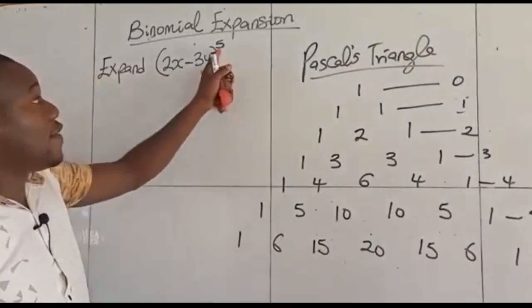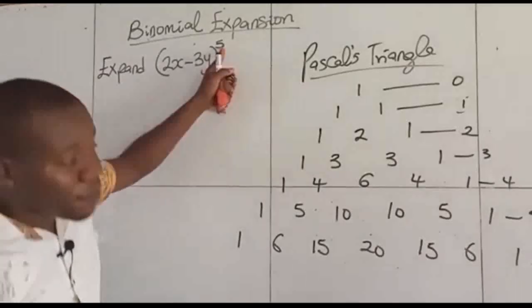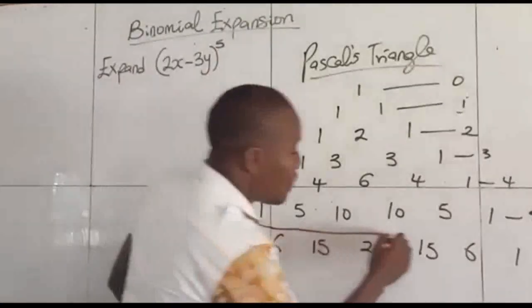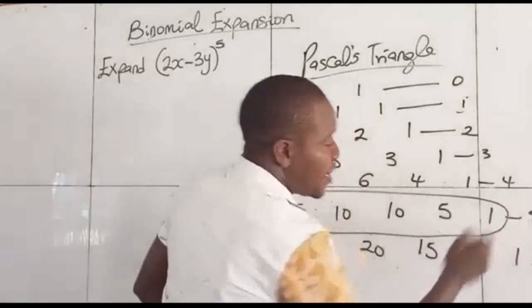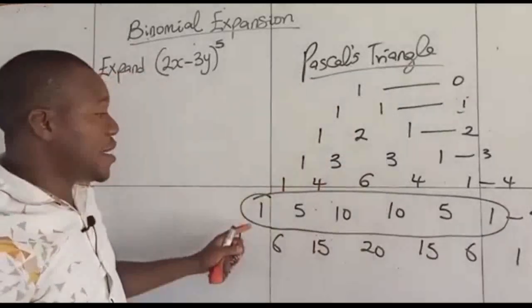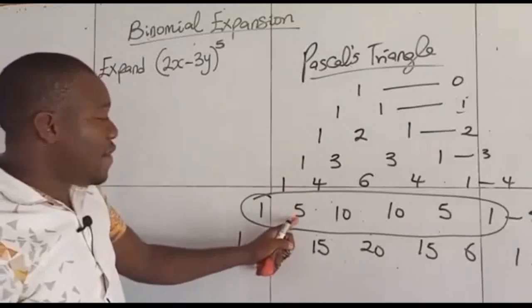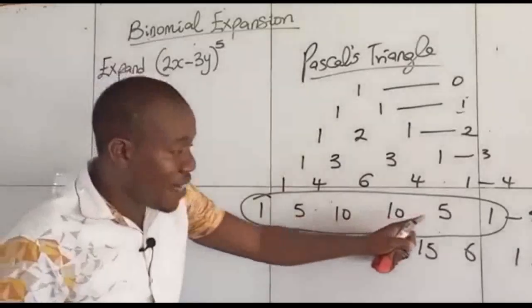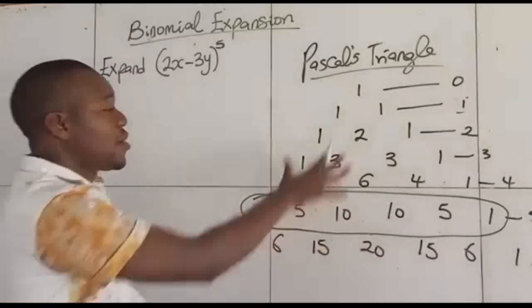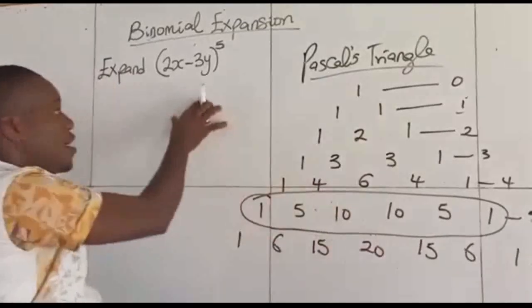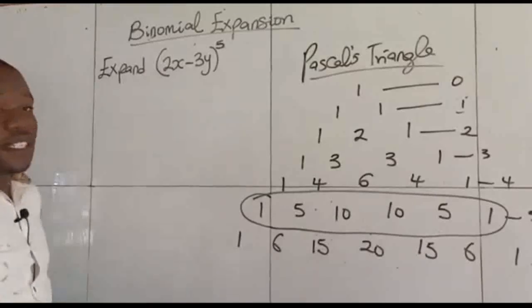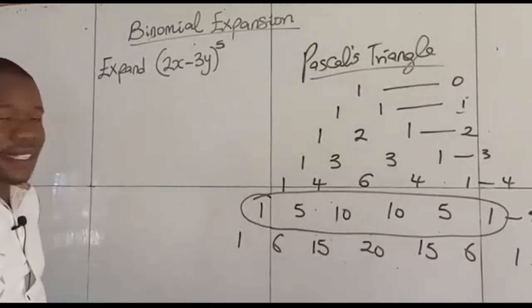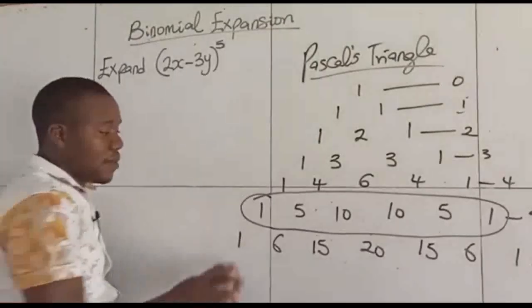But the problem we have is a power of 5. So we are dealing with the coefficients of the expansion for the power of 5. This is what we need for the power of 5. So the coefficients we need in this expansion are 1, 5, 10, 10, 5, and 1. So we can use these coefficients to solve this problem. So I'm going to clean up that and then solve this using this triangle. As easy as that, as fast as possible.